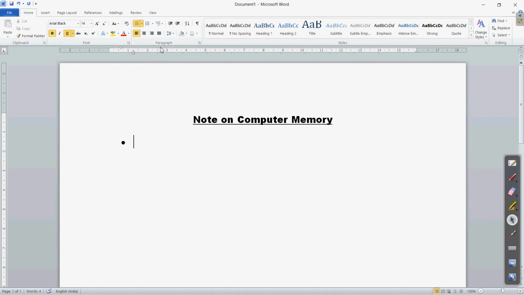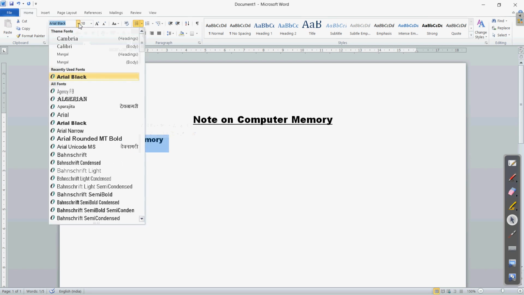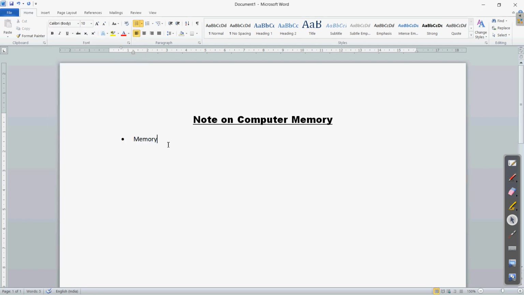Clear? So suppose we are writing that memory is, here you can see it is again bold. So now it is required to be of the bold underline features, and the size can also be increased. So this way it will not be written again in a bold manner. Clear? So I hope you can write now that memory is an important part of the computer. In the same way, you can keep on writing the different features of the computer memory.